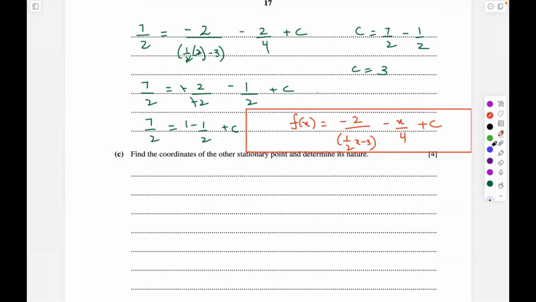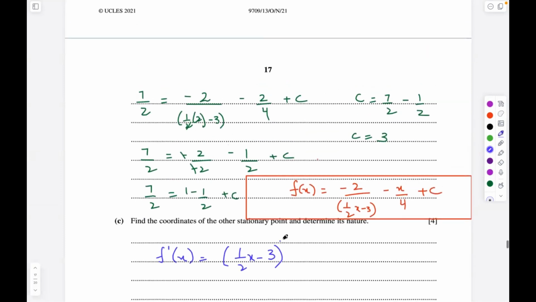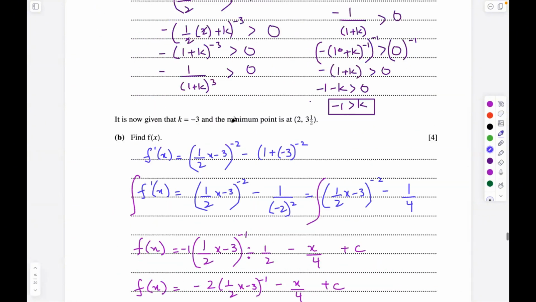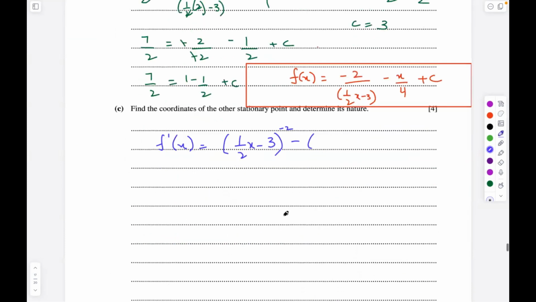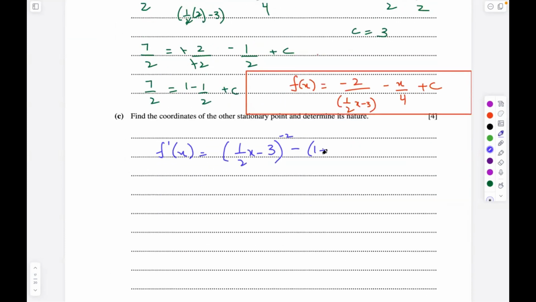In part C, it says find the coordinates of the other stationary points and determine its nature. Now for the stationary points, we'll have to put the f dash of x as equals to 0. Now f dash of x was equals to 1 upon 2x minus, we already know the value of k, which is minus 3 to the power minus 2 minus 1 minus k. So just for confirmation, it was 1 plus k to the power minus 2. So that will become 1 plus minus 3 to the power minus 2.